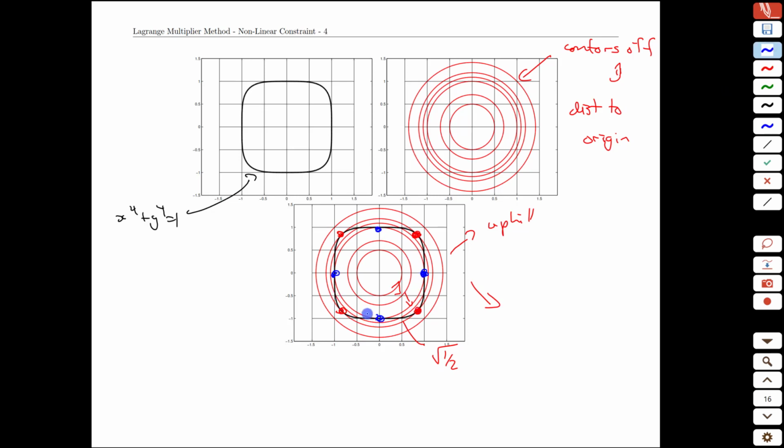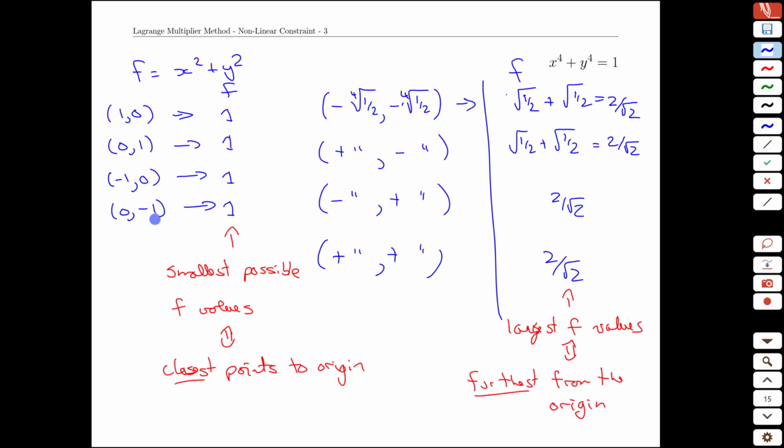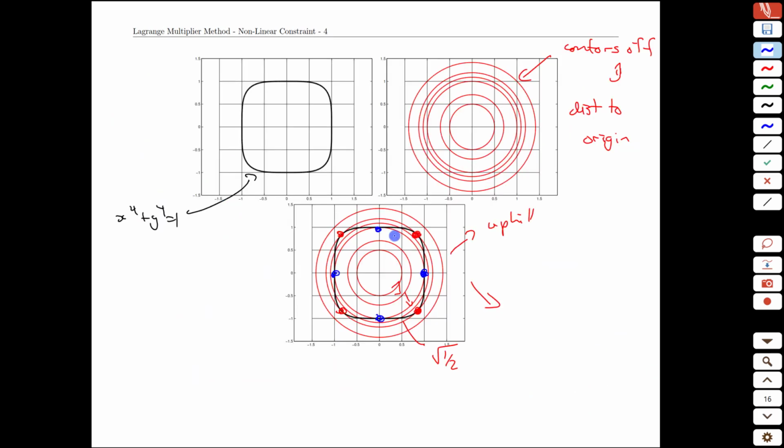So the 4 points that we found in blue are exactly the 4 points that we found here that were all distance 1 squared away from the origin. And all the red dots are the matching root 2 or fourth root of 1/2 values that we found that were furthest away from the origin.